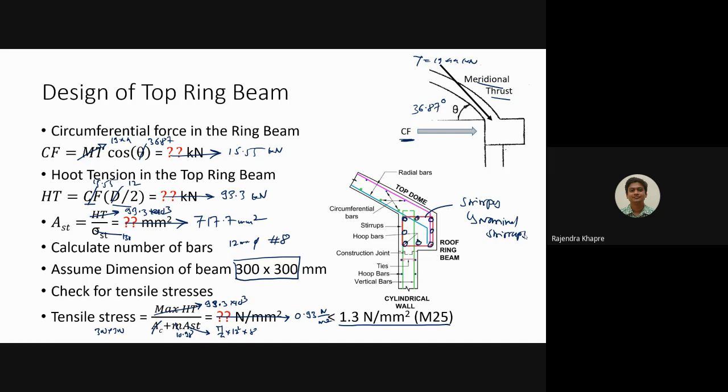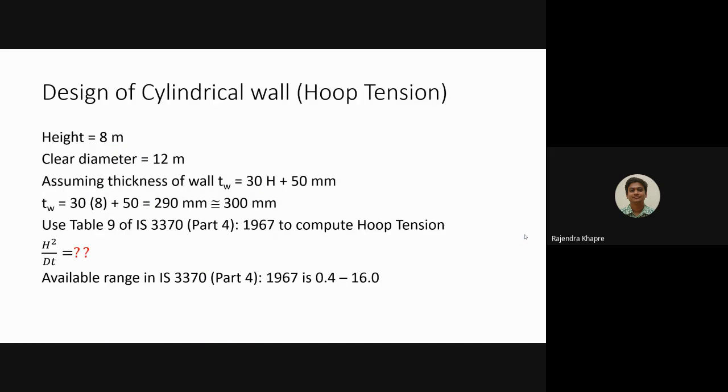So we will stop over here, because in the next class I have to cover the cylindrical wall. It is a somewhat lengthy topic, so we will cover it in the coming classes.